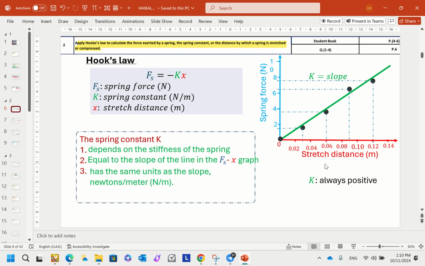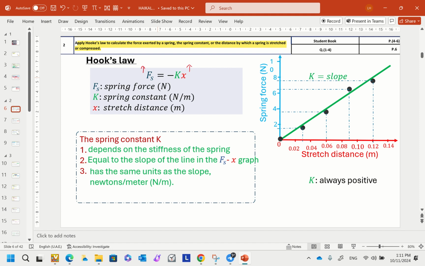If you plot the stretch distance with the spring force, you can see that the relationship between them is proportional. When the stretch distance increases, the force exerted by the spring increases as well. If you take the slope of a line, you will get the spring constant K. So K is equal to the slope of the line in the stretch distance versus the spring force graph.